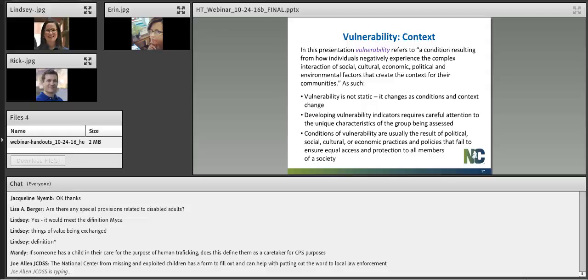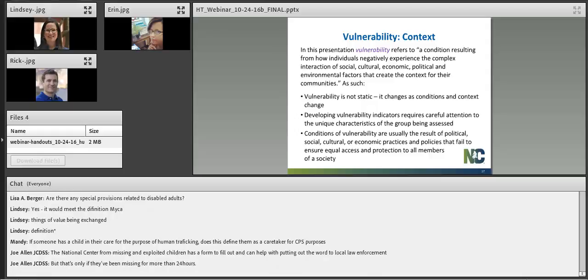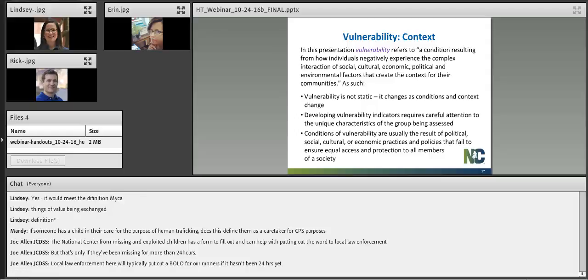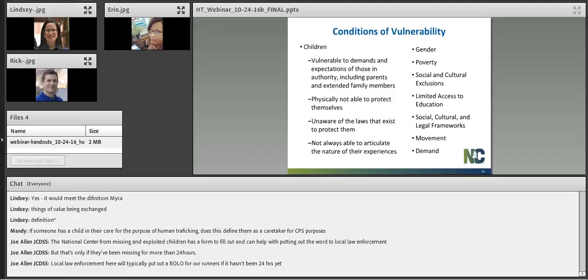Developing vulnerability indicators, for this reason, requires really careful attention to the unique characteristics of the group being assessed. And the conditions that make people vulnerable are usually the result of a combination of factors. So social and cultural factors play a part. I just wanted to use that as a frame as we discuss vulnerability, especially since this is an issue that transcends all of those factors. It's not just folks who are in poverty who are at more risk or more vulnerable, although that can factor into the context of their vulnerability. It's people from all socioeconomic backgrounds, all cultural backgrounds. So I just wanted to provide that framework as we move forward and talk about vulnerability.